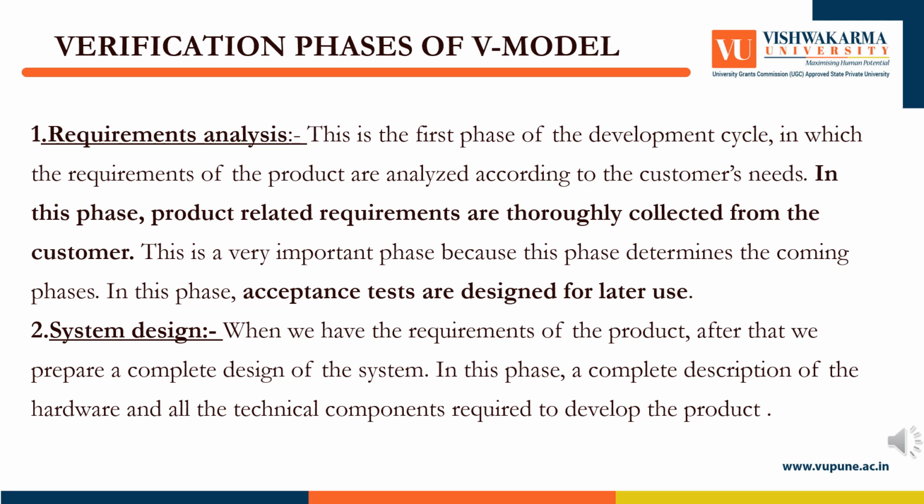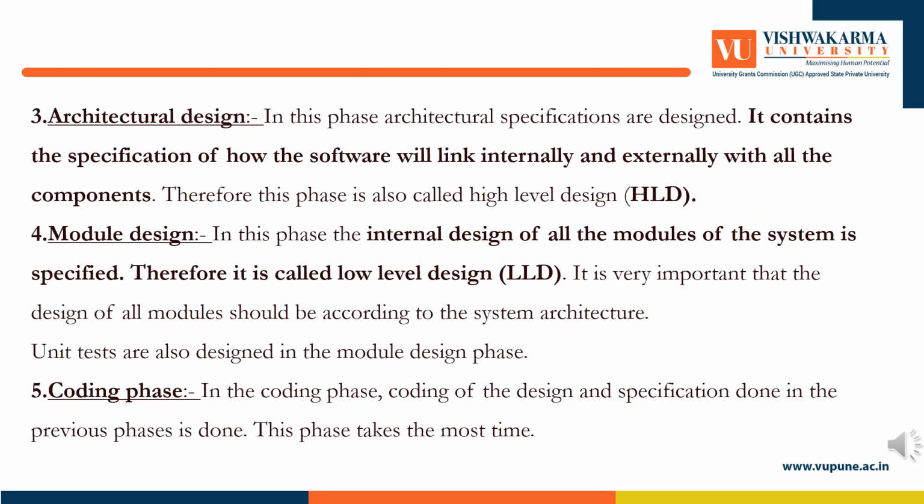After that, the second phase is system design. After gathering the requirements from the customer, we have to design the system of the product. After that, we prepare a complete design of the system. In this phase, a complete description of the hardware and all technical components required to develop the product is prepared. Next is the architectural design, which contains the specification of how software will link internally and externally with all the components. That's why it is also called high level design. After that, module design. In this phase, the internal design of all the modules of the system is specified. Therefore, it is also called low level design.